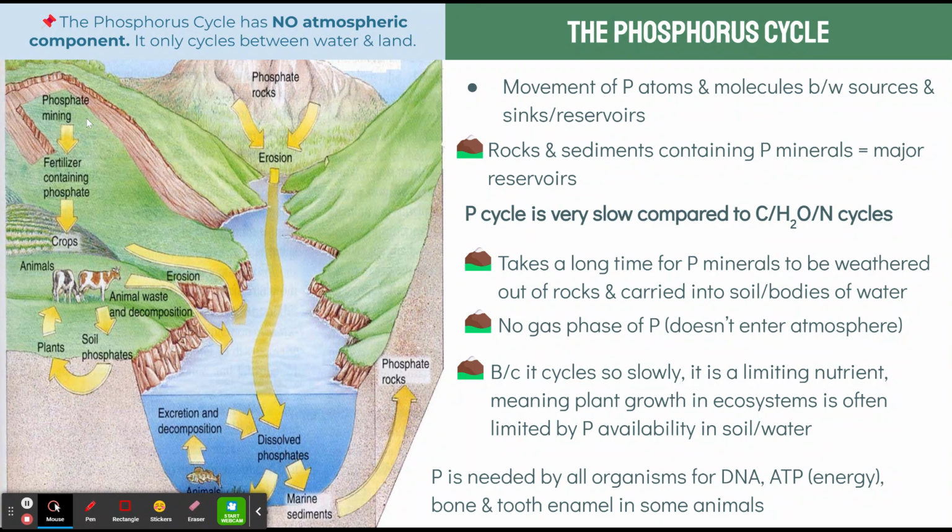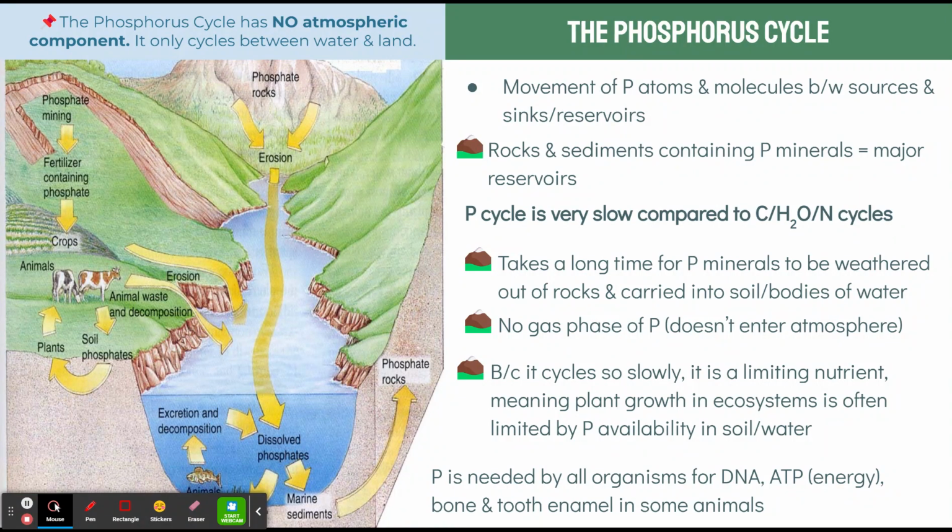We have phosphate mining and fertilizer containing phosphate, which can lead to eutrophication, which is something we talked about last video. So it takes a really long time for phosphorus minerals to be weathered out of rocks and carried into soil and bodies of water. There's no gaseous phase of phosphorus, so it doesn't enter the atmosphere. And because it cycles so slowly, it is a limiting nutrient, meaning that plant growth in ecosystems is often limited by phosphorus availability in the soil and in the water.